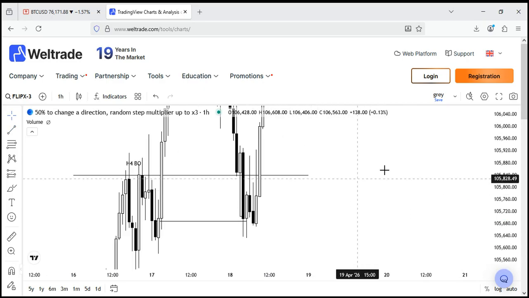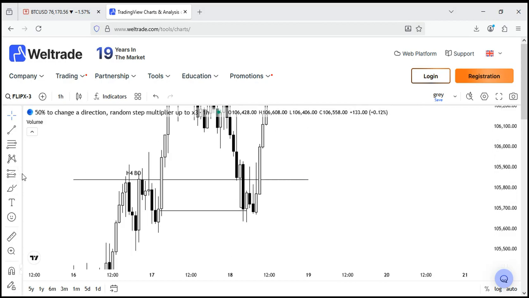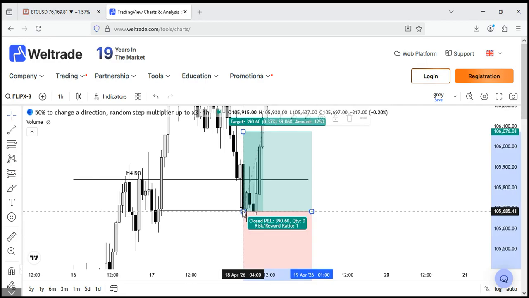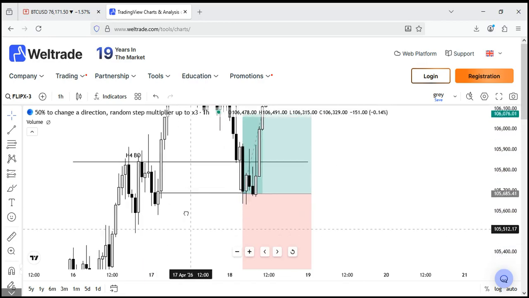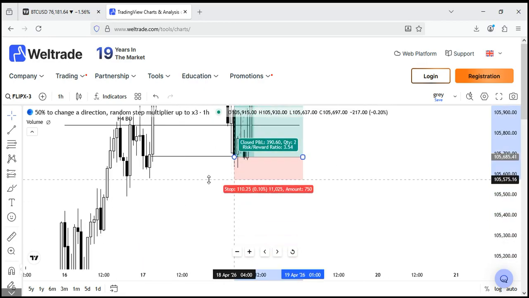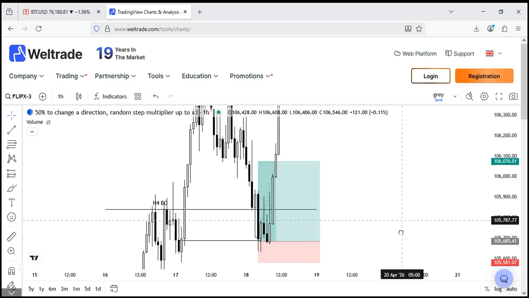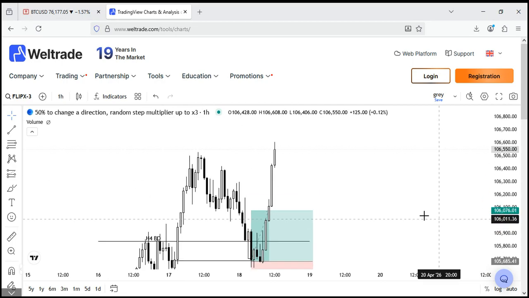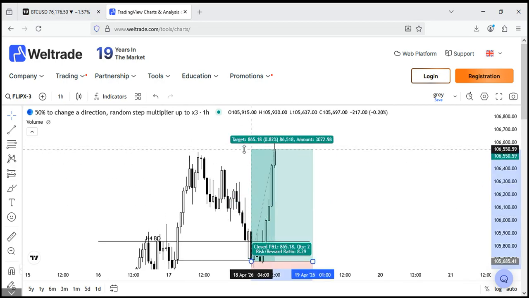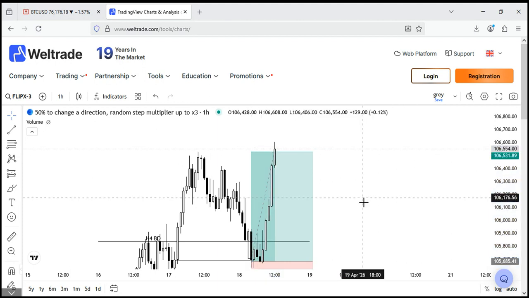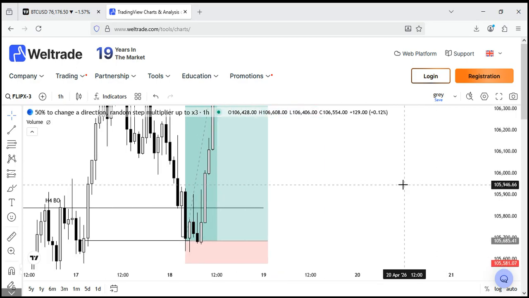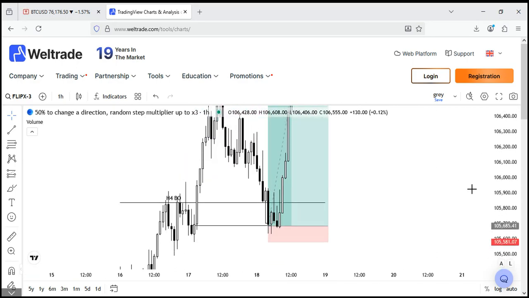So that's where the setup originated from. Okay, so this is our SL. Target all the way to the external high. So that's about 8 RR. That's about 8 RR.